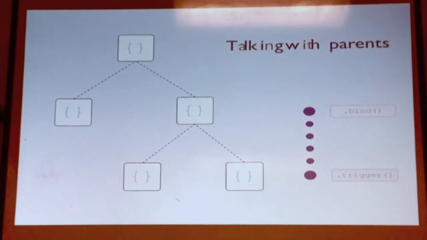But what happens is when you start wanting to talk with grandparents, that starts getting really complicated. And that's when people start using event aggregators or other stuff to basically bypass steps, because otherwise you have trigger and bind and bind and trigger, and it just becomes a mess. So this is also where Backbone.Courier comes in.